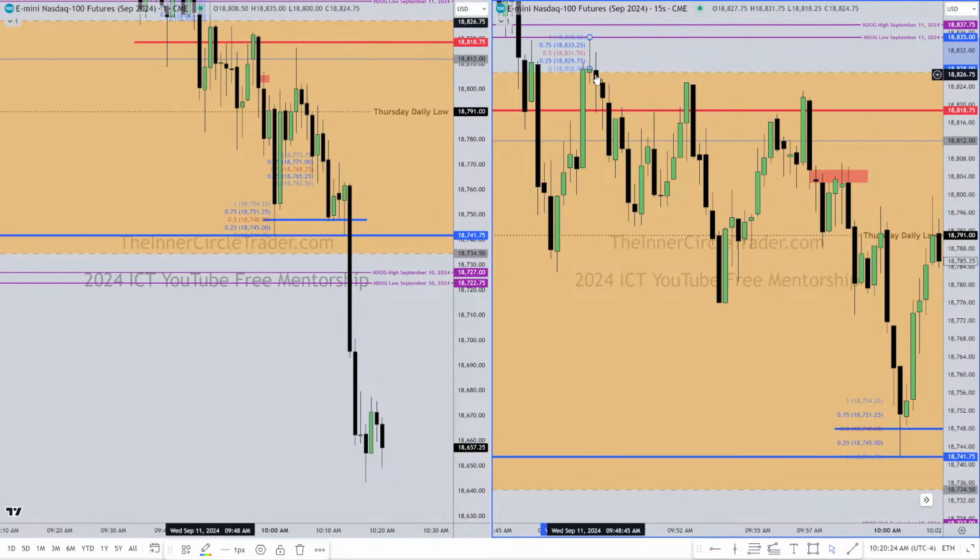18,831.50. What's the high of that candle? 18,831.75. You get one tick variance. So to get the high tick of that consequent encroachment, it has to deliver what? One tick above it. Is it making a run into the high of that same wick previous, the one that touches the end dog? No.